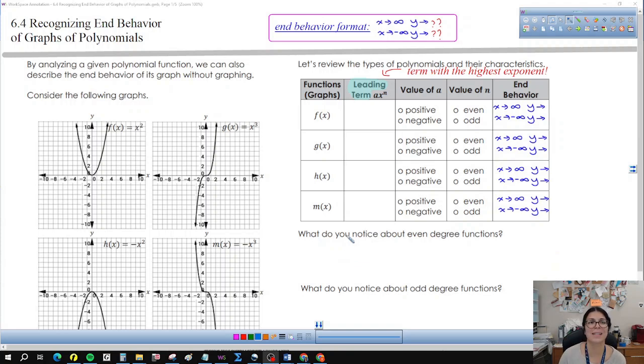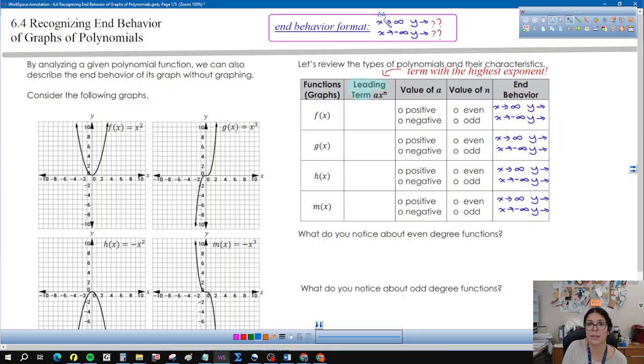Hi guys, this is 6.4, recognizing end behavior of graphs of polynomials. So end behavior, remember the end behavior format, we have already covered this before. We always write it the same way. We write as x approaches positive infinity, which represents the right side.